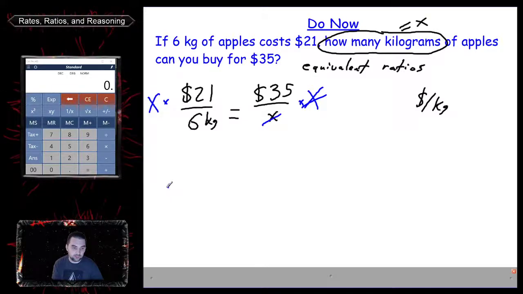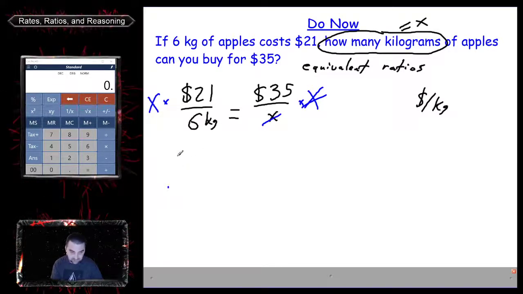Okay, I meant to get a black one, but that's okay.